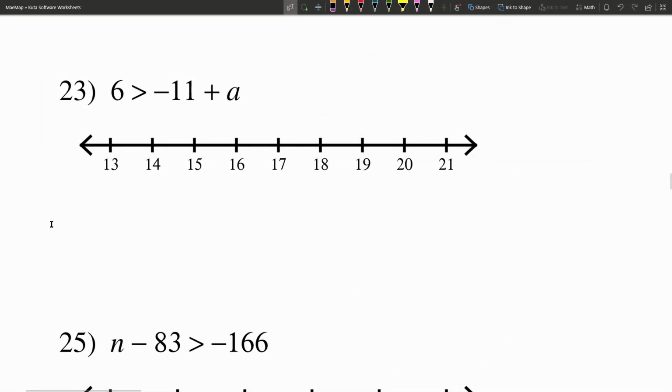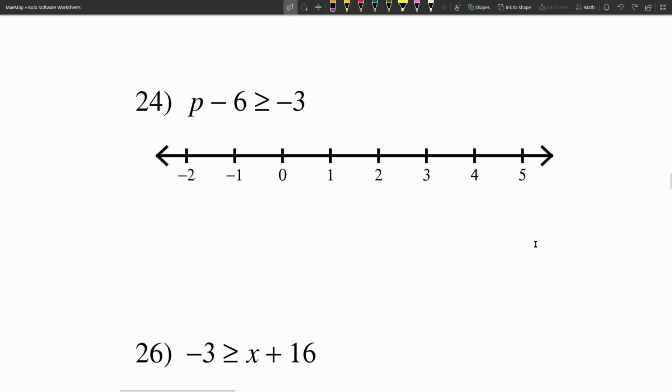In number 23, 6 is greater than negative 11 plus a. My variable a is on my right hand side, and I'll just keep it there, and I'll move this 11 over to the other side. Now when I add 11 to both sides, I get 17 on my left hand side is greater than my variable a. So I'm going to locate 17 on my number line, circle it, and a is all the values that are smaller or less than 17 because 17 is greater than a. So I'm going to shade everything to the left of 17, remembering not to shade that circle in, because 17 is strictly greater than a, not greater than or equal to.